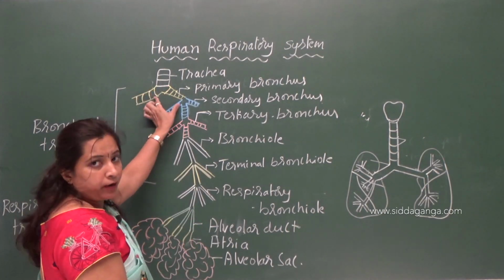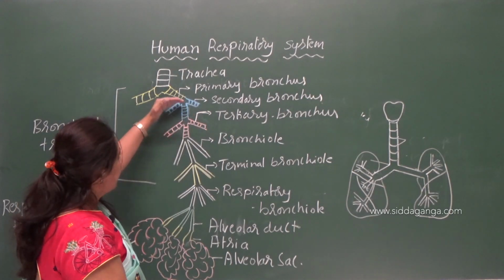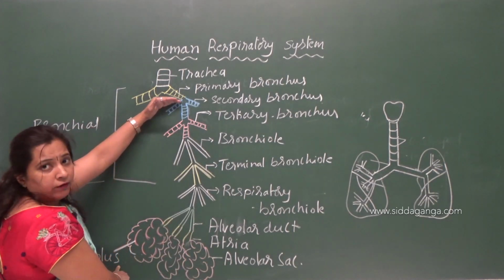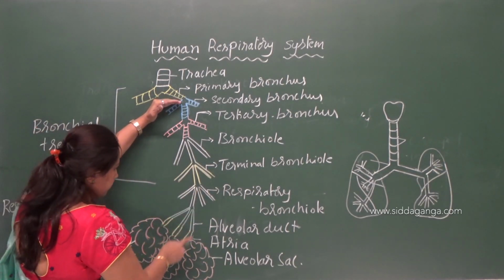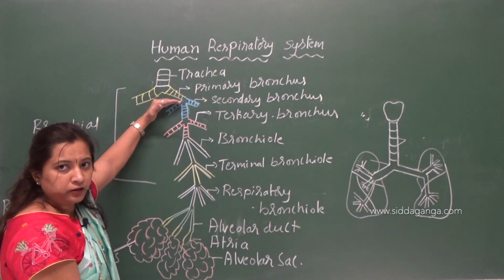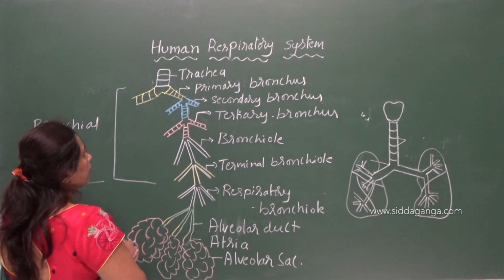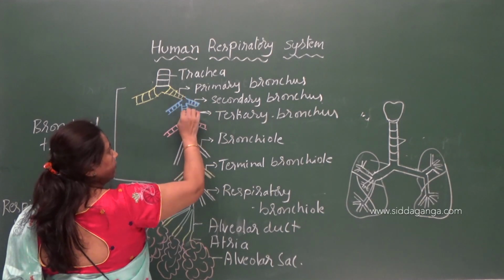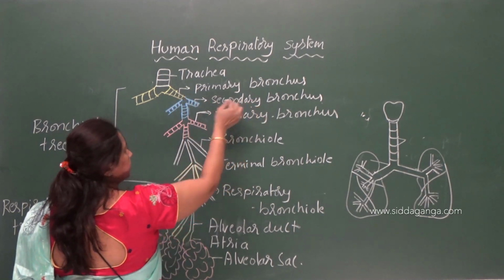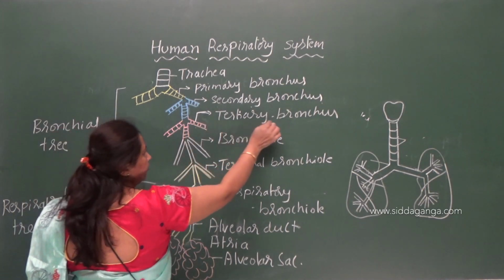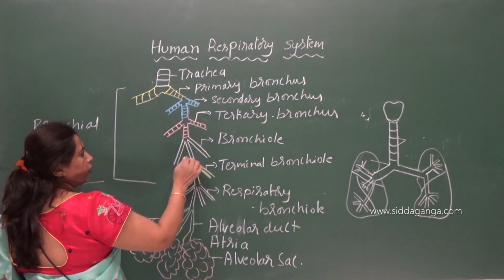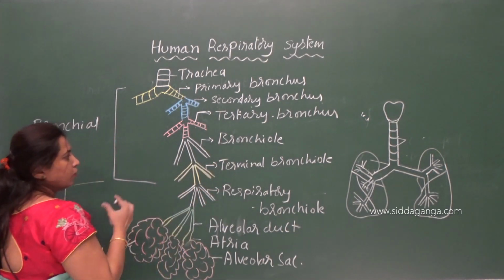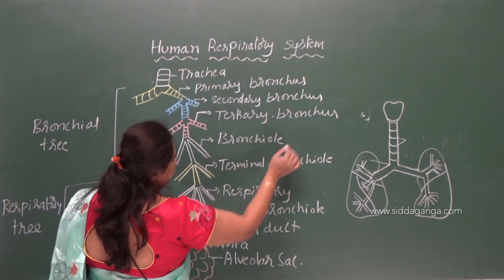So trachea, primary bronchi. The primary bronchi will enter into the lungs, and when they enter, they divide, redivide, and finally end up in alveoli. So the primary bronchi, after entering the lung, divide to form secondary bronchi, and each secondary bronchus divides further to form tertiary bronchi, and each tertiary bronchus divides many times, and finally that results in small tubes called the bronchioles.